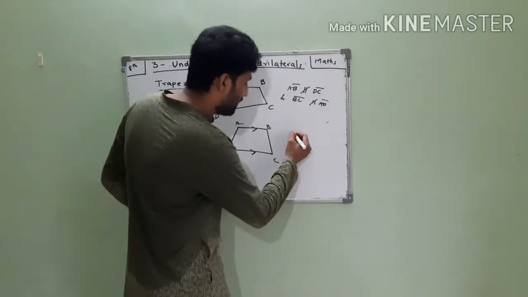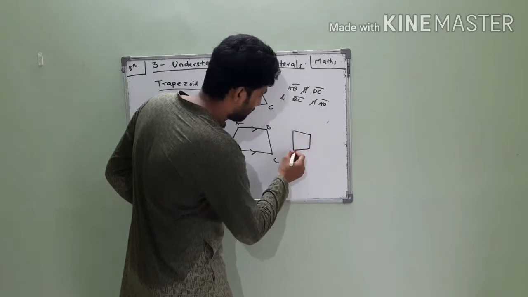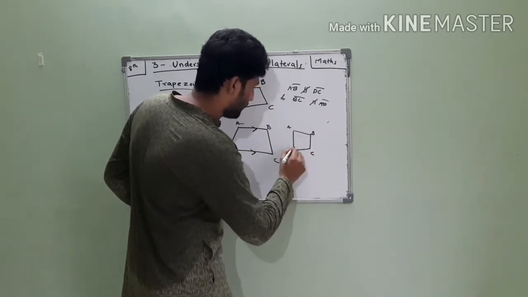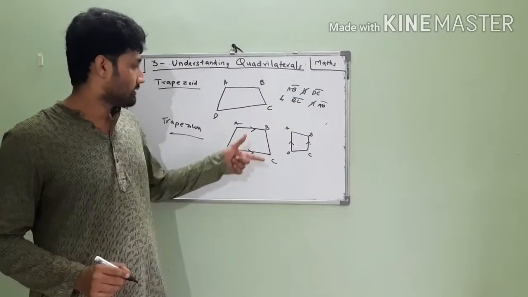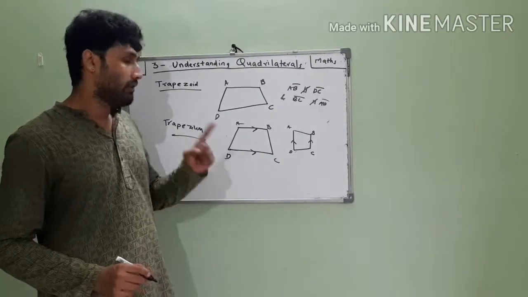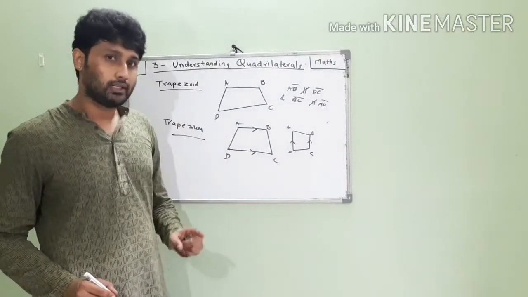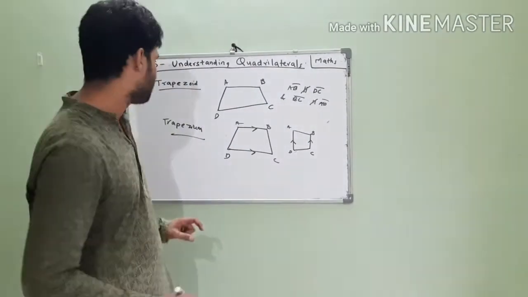It is also possible that I have something like this. These two are parallel, these two are not. This also is a trapezium, and these arrows indicate that the sides are parallel. So when one pair of opposite sides is parallel in a quadrilateral, it is called a trapezium.